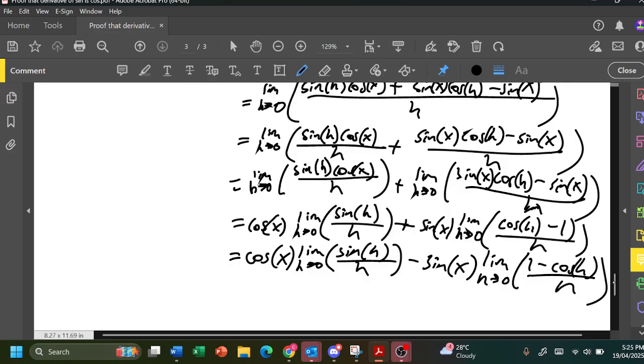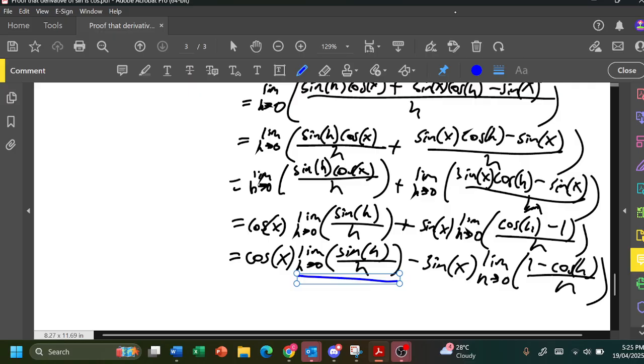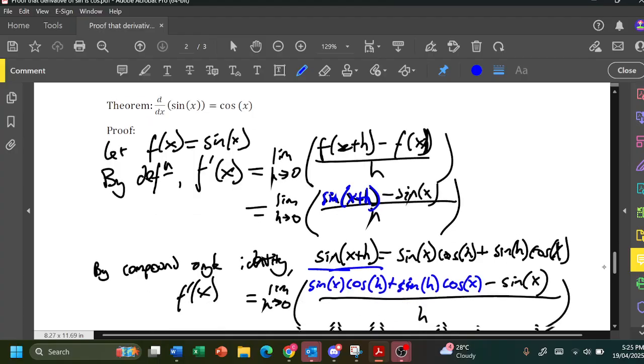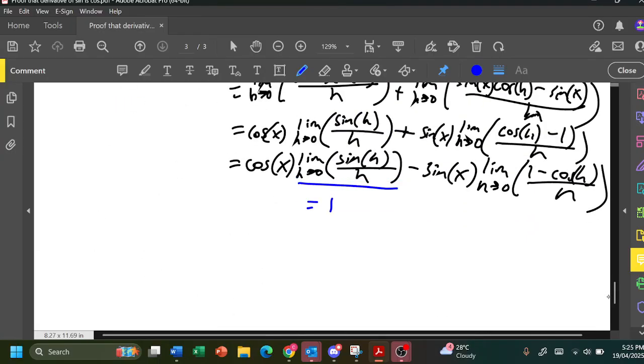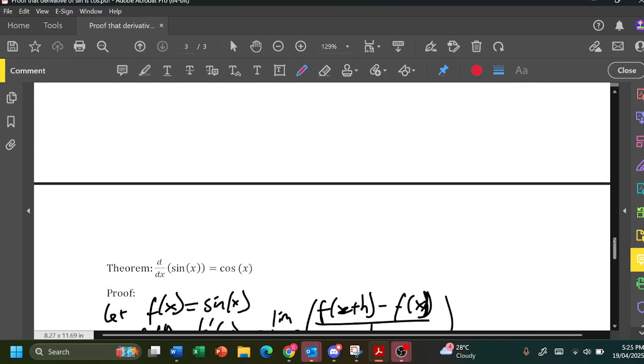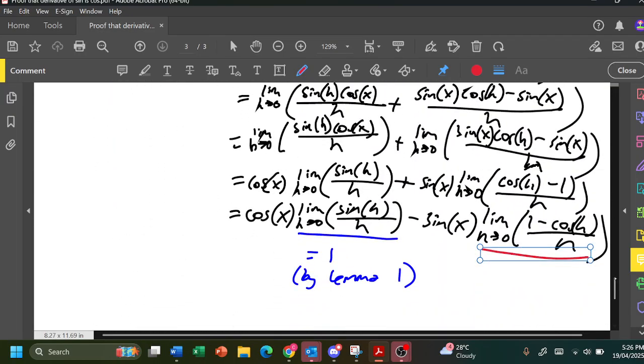Okay, so putting things all together now, if we look at that first limit, and I'm going to underline it in blue, that is our first lemma. So based on our first lemma, we know that that's equal to 1. So this equals 1 by lemma 1. And now if we look at this second limit here, that, based on our second lemma, is equal to 0. So that's equal to 0 by lemma 2.